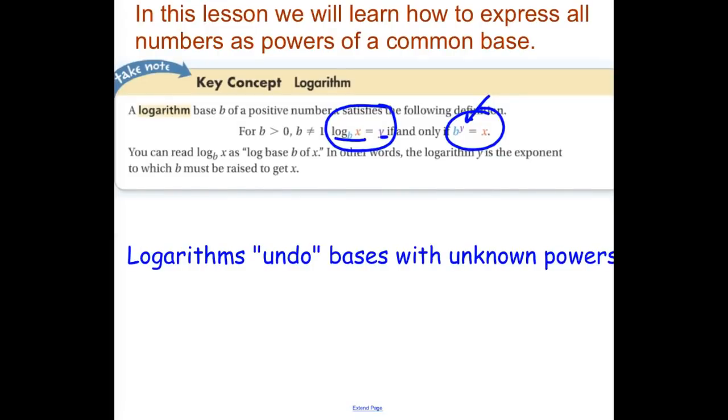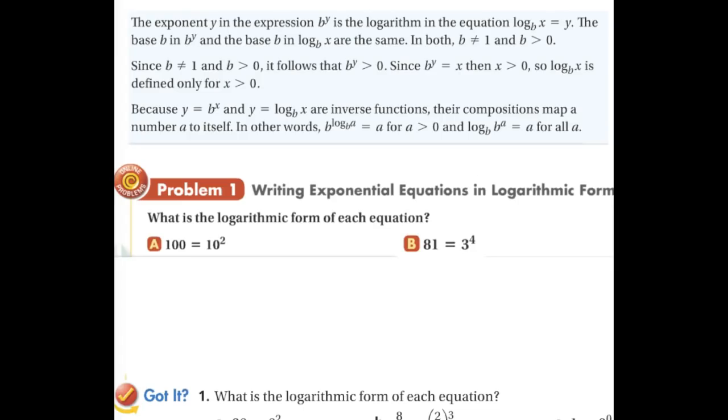Logarithms basically undo bases with unknown powers. All right, so we're going to be using logs to find those unknown powers. The exponent y in the expression b to the y is the logarithm in the equation log base b of x equals y. So y is the log, which means it's the power here. Okay? The base in b to the y and the base in log base b of x are the same. In both cases, that base cannot equal 1, and it has to be positive.